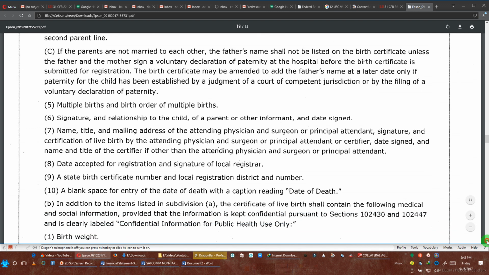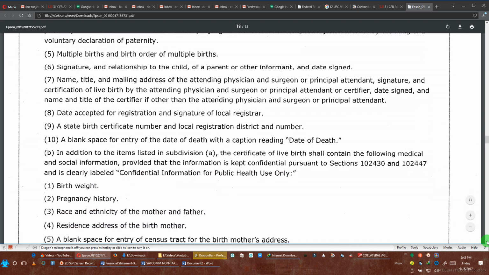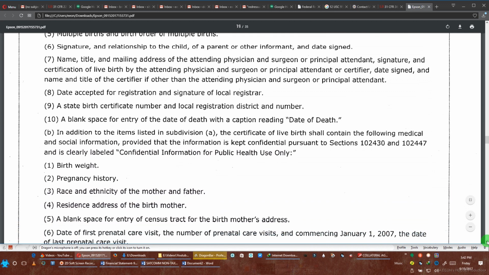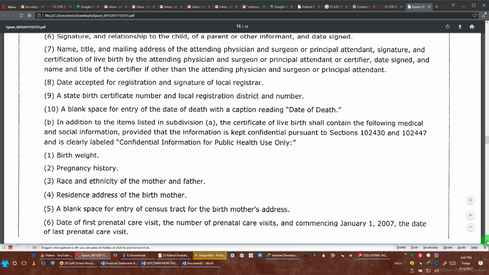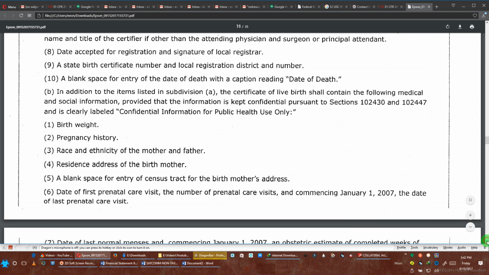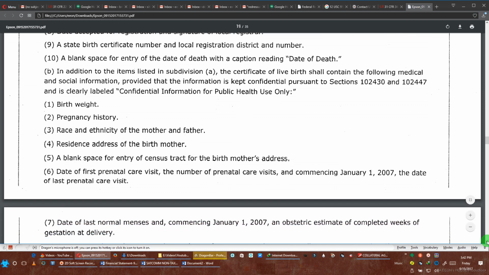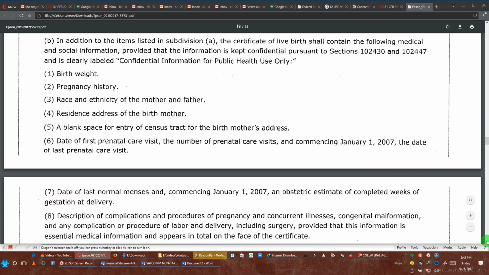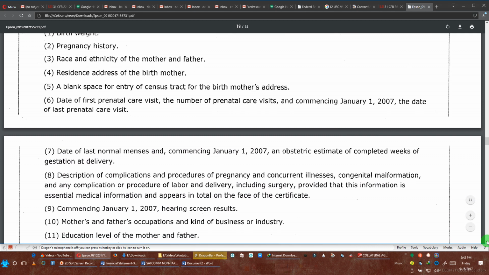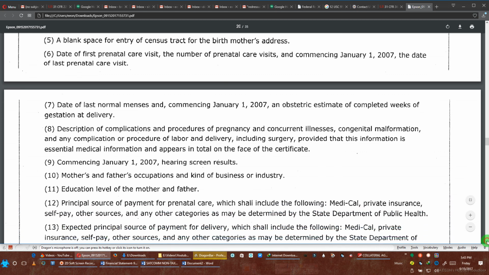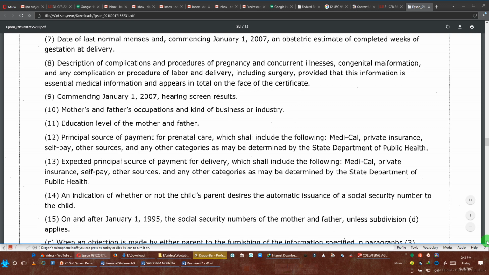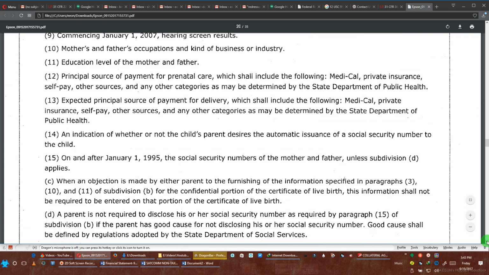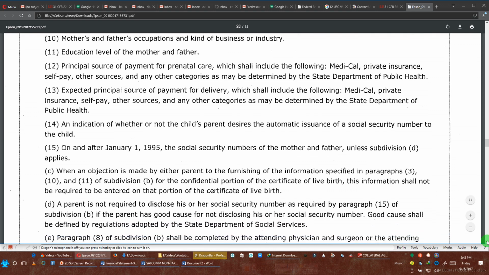Multiple births and birth order, signature, relationship, name and title, mailing address, date and acceptance date, blank space for entry of date of death, no. Additional items: birth weight, pregnancy, race, ethnicity of the mother and father, residence, address of the mother, blank space for entry of census tract, date of prenatal care visit, date of last normal menses, occupation, education, principal source of payment, and indication of whether or not the child's parent desires automatic issuance of the social security number to the child, the social security number of the mother and the father, unless the subdivision applies.